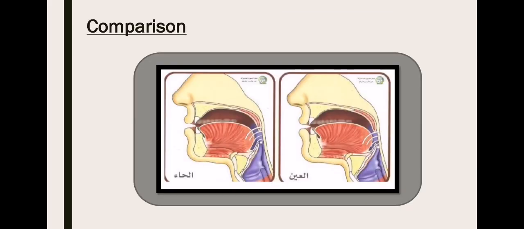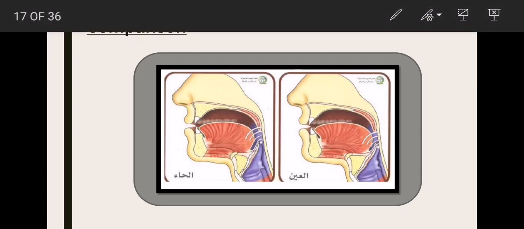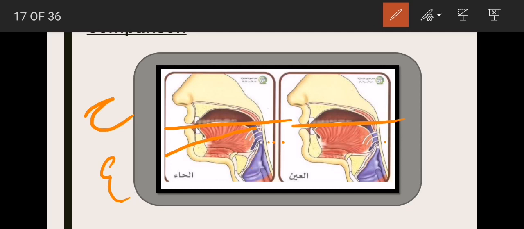So we will just go for a comparison. Just check the makhraj of the ha and the ain. For the ain, I can put only one dot there, but for the ha I can put at least two or three dots. That is the difference. Check the tongue, it is flat. That means the ha and the ain are both light letters, isn't it?